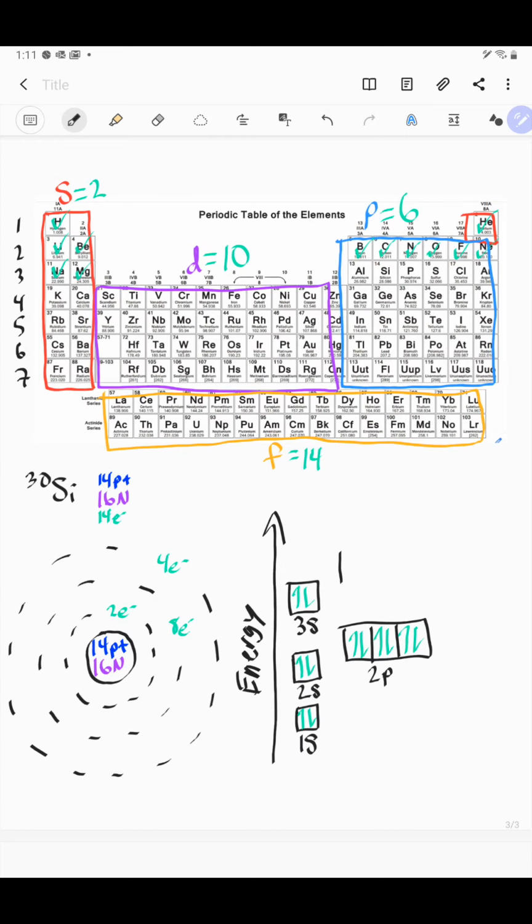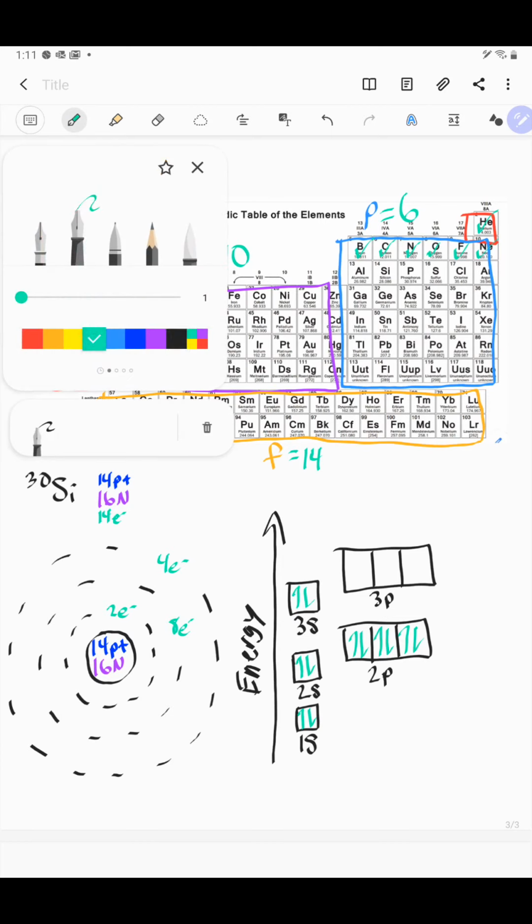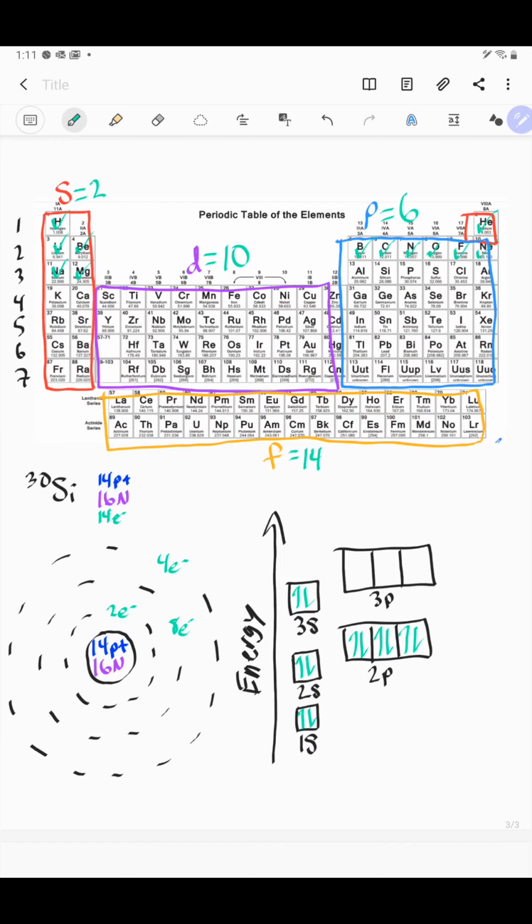So we're going to draw our 3 boxes. Write down that it is the third energy level in the p orbital. And then let's see how many more electrons we have to add. We have 12 electrons drawn, but there are 14 electrons total for silicon. Therefore, we have to draw 2 more electrons.